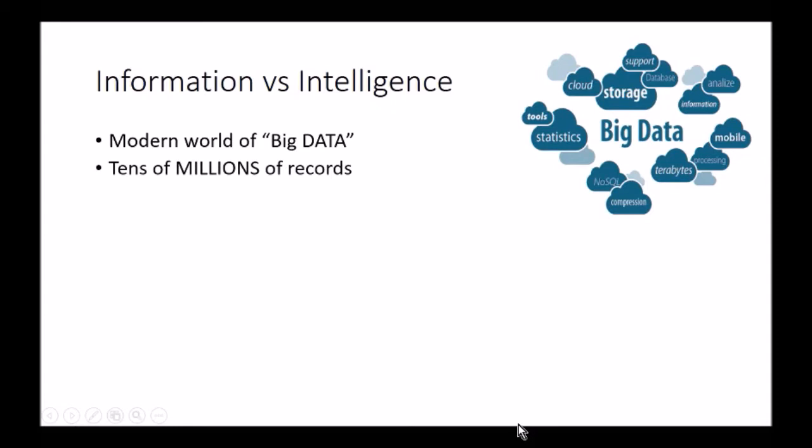So we're not talking about hundreds or thousands of rows of data, and some people do tell me that they've got a really big Excel spreadsheet. It's got about 600 rows in it. We're talking about tens of millions of records to be considered big data, but realistically anything over about 50,000 records should be considered as big data and treated the same.